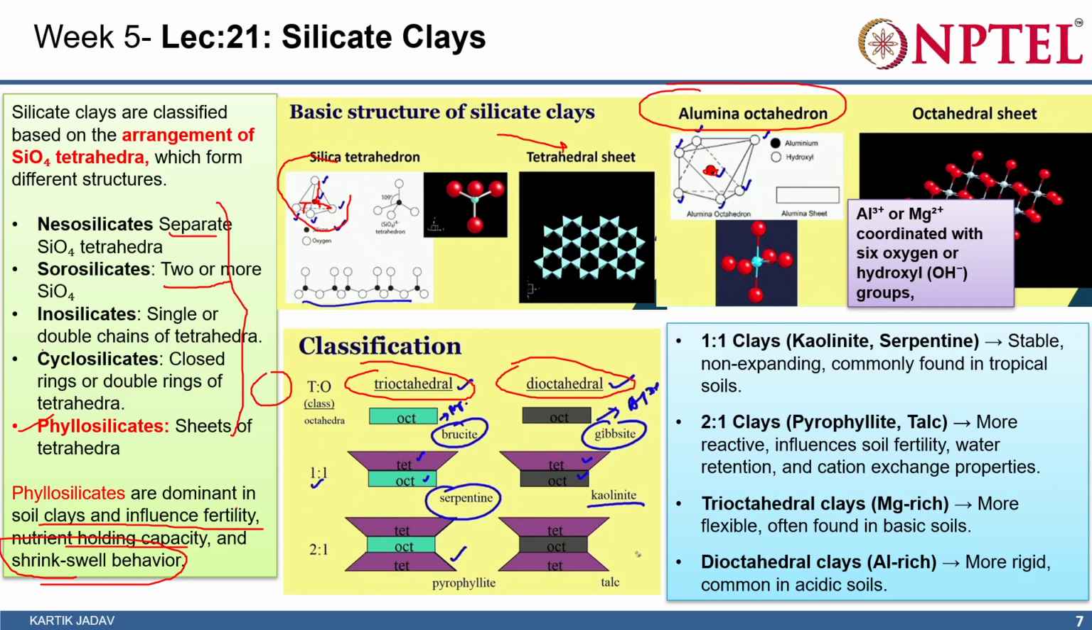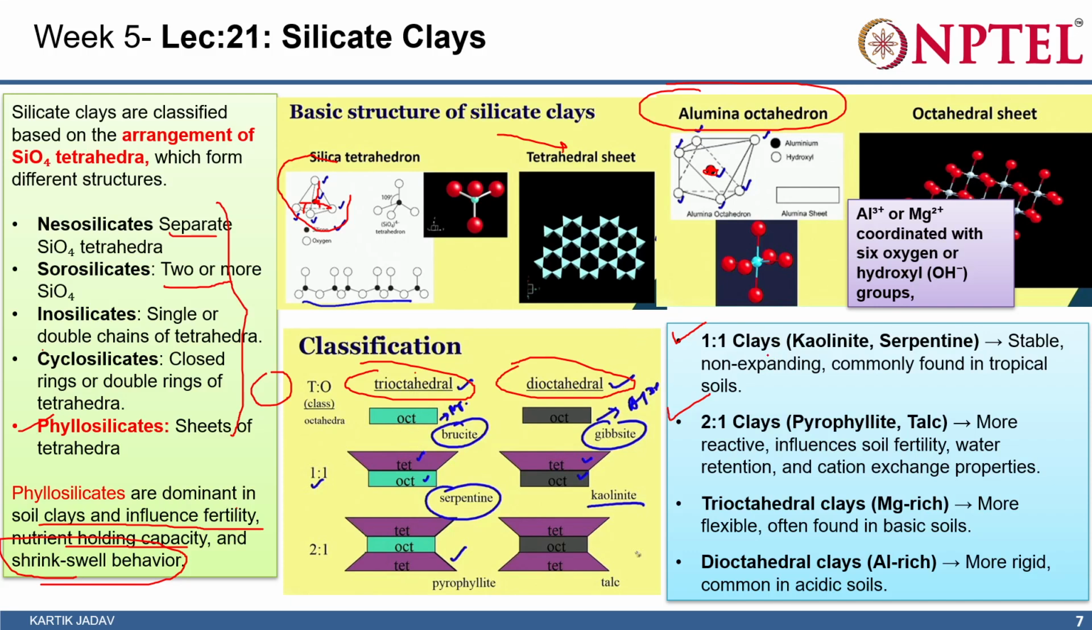Generally, we can classify them as 1:1 clay and 2:1 clay, based on trioctahedral structure. So what is a 1:1 clay type of silicate clay? One-to-one clays have one sheet of octahedral and one sheet of tetrahedral, right?